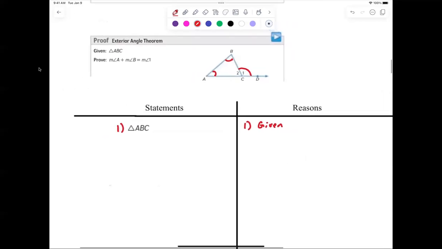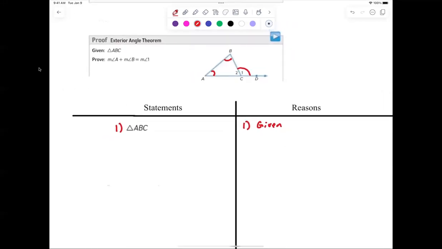Someone want to lead me in this short proof? Step 2, what do we got? Go ahead, Jocelyn. Angle 1 is equal to A plus B. No, that's what we're trying to prove. This is what some of you are not understanding. That is what we are trying to prove. Tell me.